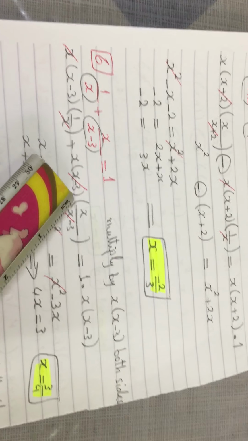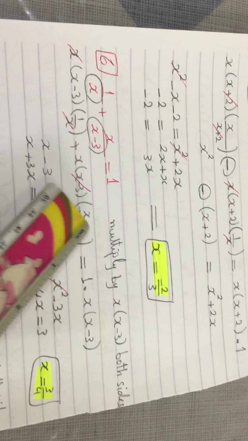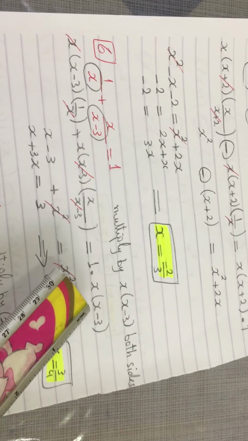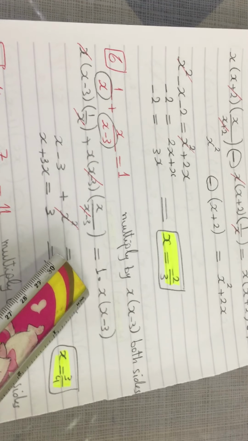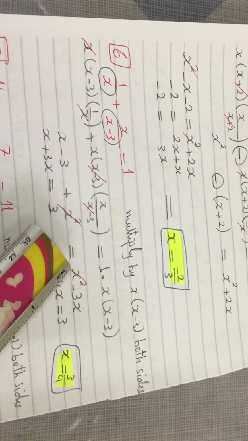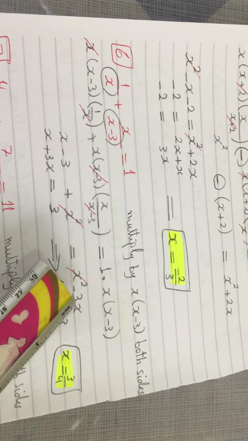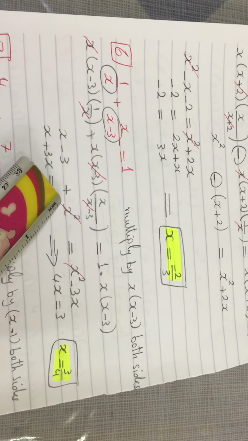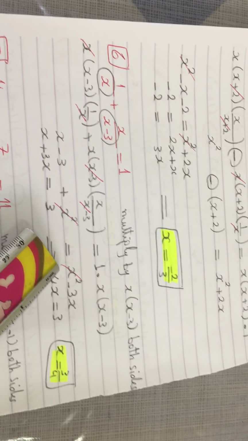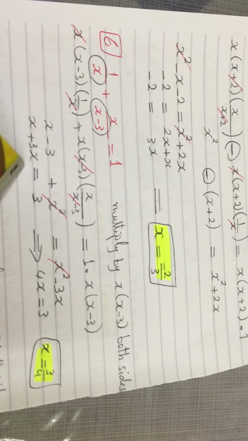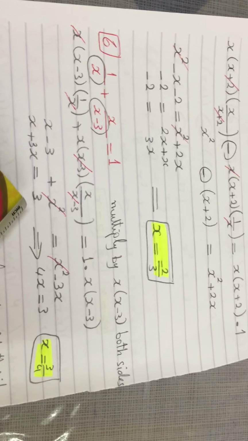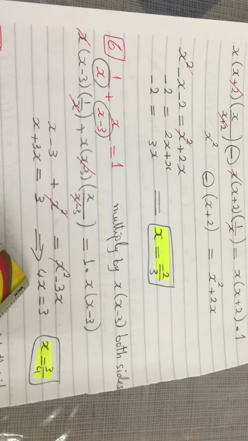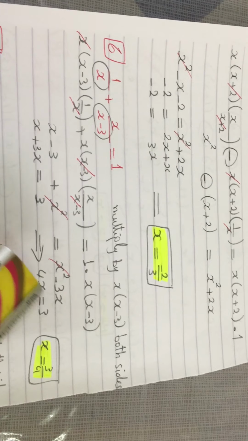Here cancel x minus 3 with x minus 3. What's left? x times x equals x squared. And on the right side, we have 1 multiply x times x minus 3. Distribute this x by the brackets. It will be x squared. x times negative 3 equals negative 3x. Cancel x squared with x squared because when you transfer one of them, the negative sign and positive sign cancel. Now I have x plus 3x equals 4x. 4x equals 3. So divide both sides by the coefficient of x, so x equals 3 over 4.